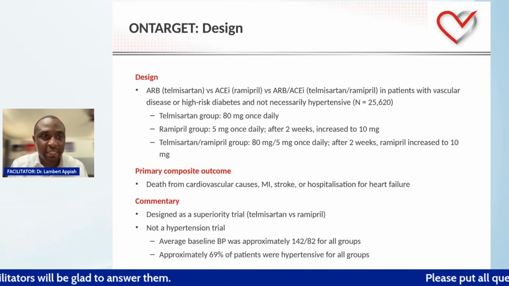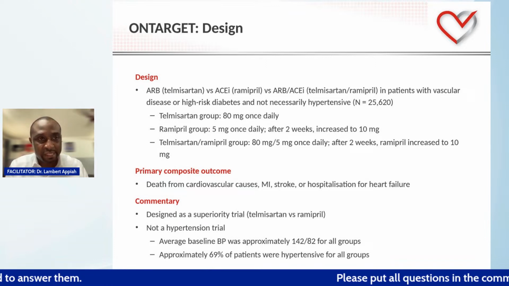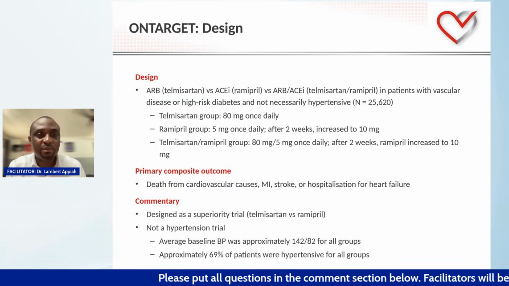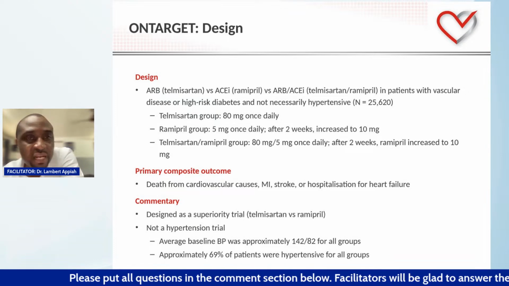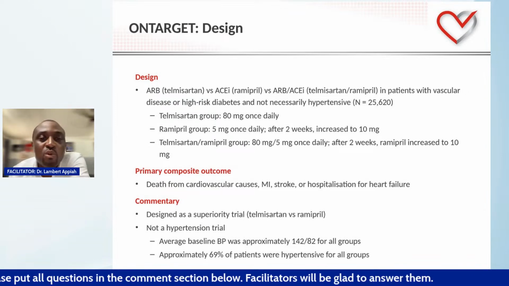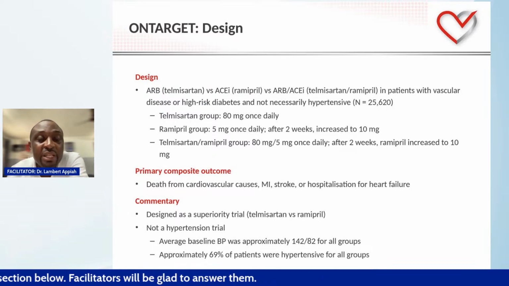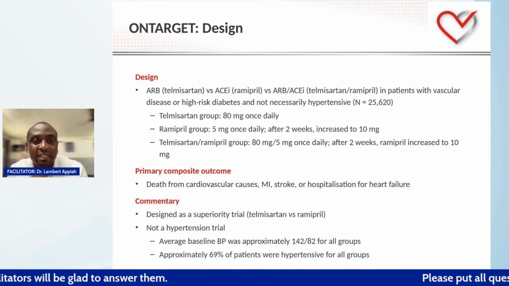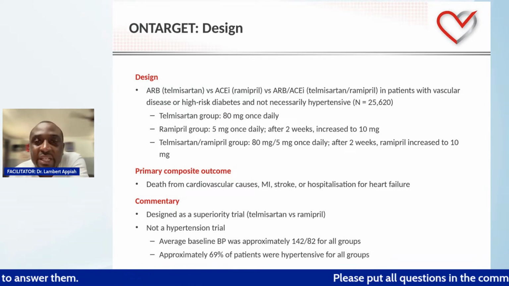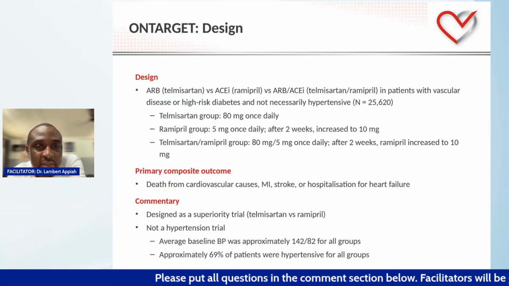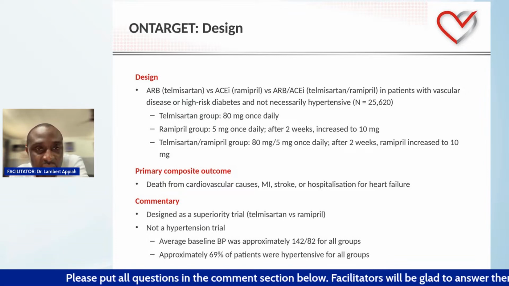So we will look at the data, and this study that was done, called the ONTARGET trial, where an ARB, telmisartan, was compared to an ACE inhibitor, ramipril, and in another arm, they looked at a combination of ARB and ACE inhibitor. So when you combine an ACE inhibitor and an ARB, what was the effect on vascular disease or high-risk diabetics and other patients who were not necessarily hypertensive?